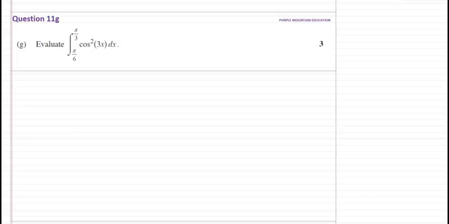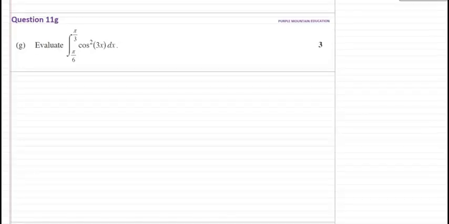Question 11g, evaluate the integral of cos squared 3x dx from pi on 6 up to pi on 3. Pause here to try yourself.